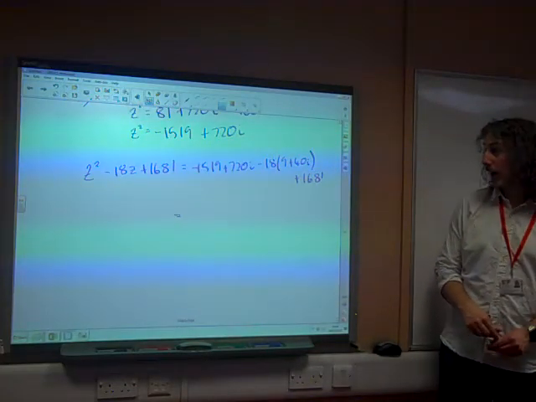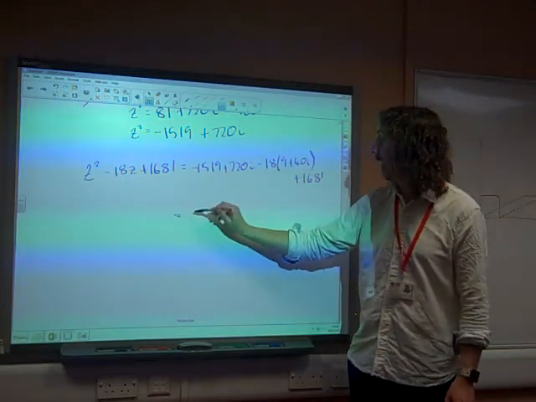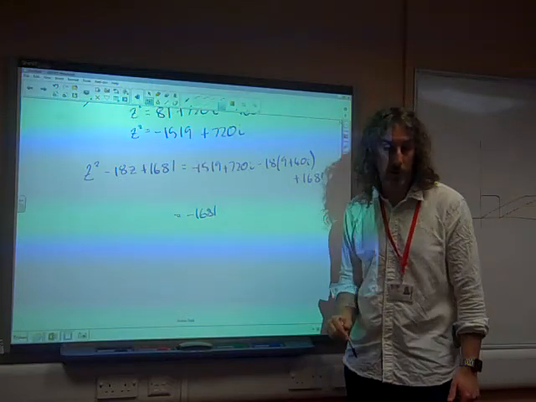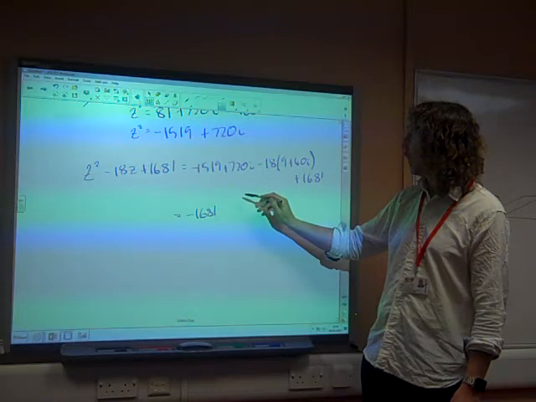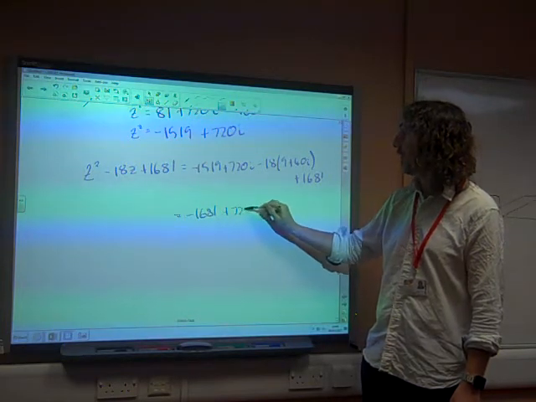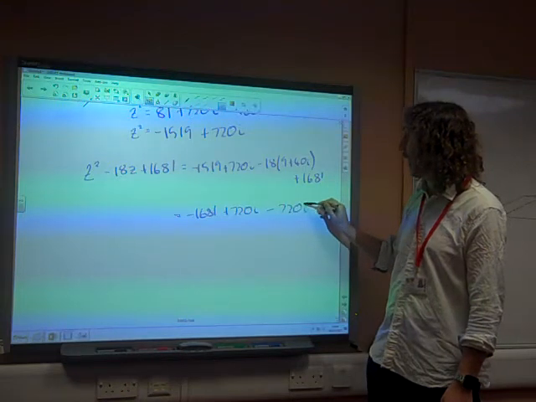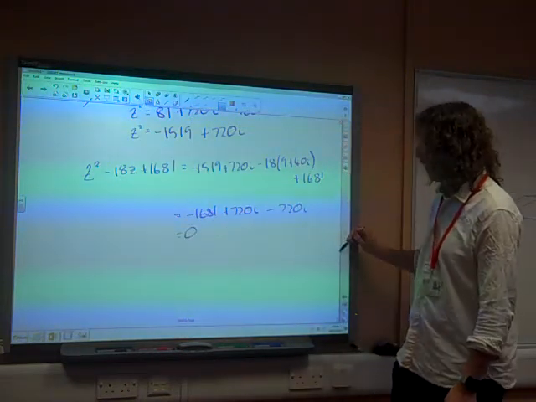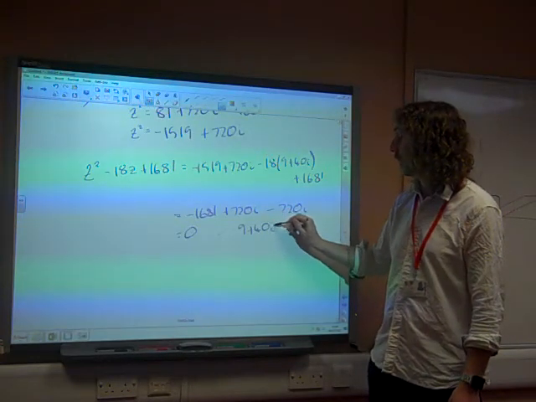Minus 1519, take away 18 lots of 9 is minus 1681. That's a remarkable coincidence, isn't it? And then we've got plus 720i, and then 18 times 40 gives us minus 720i, so that equals 0. Therefore, 9 plus 40i is a root.